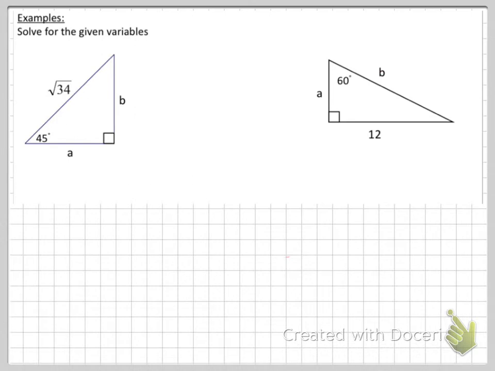Okay, so here's what we want to do. We want to see if we can identify what the different side lengths are that we are missing. So we need to be able to get an answer for a and b or x and y or whatever is given to us. So if we take a look at this, the big thing that you want to do first is try to determine what type of triangle this is.